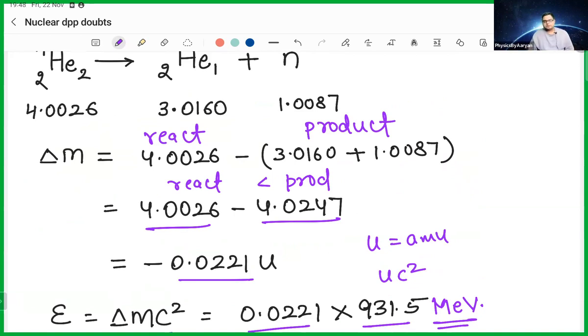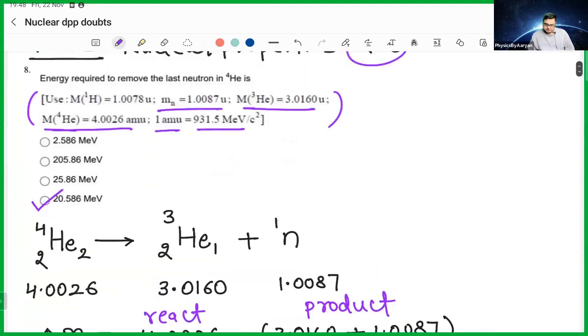Why did the mass increase? Because I gave the energy. That energy was converted to mass. That is why the mass increased. That is the meaning of it. Okay? That is what is asked here.